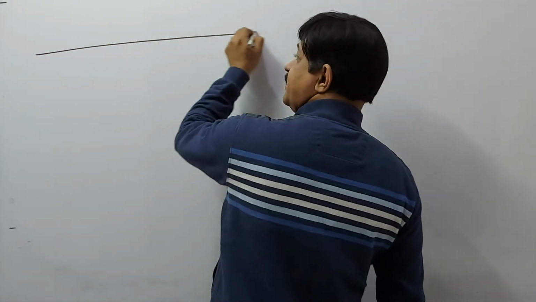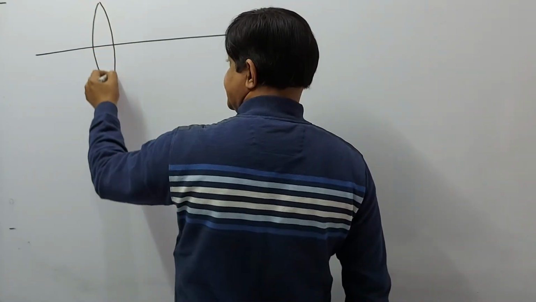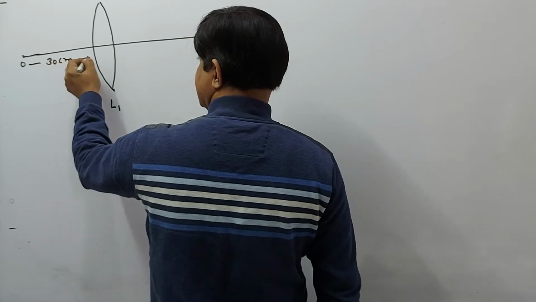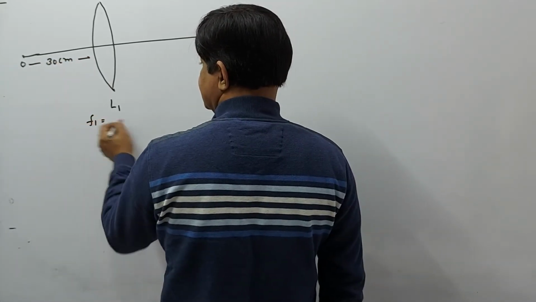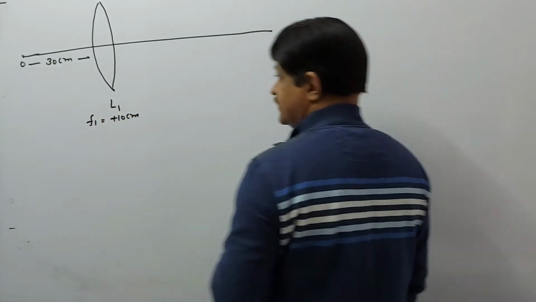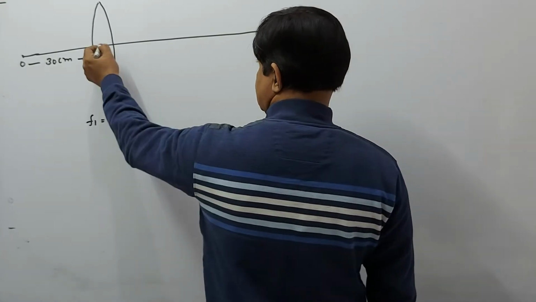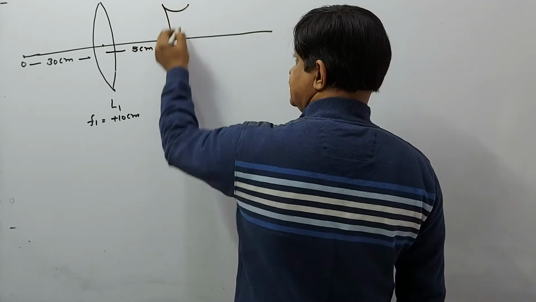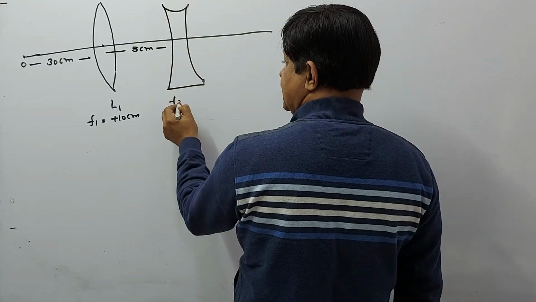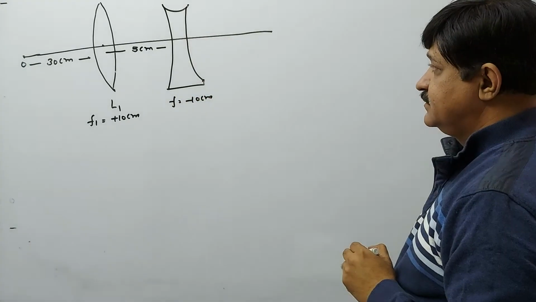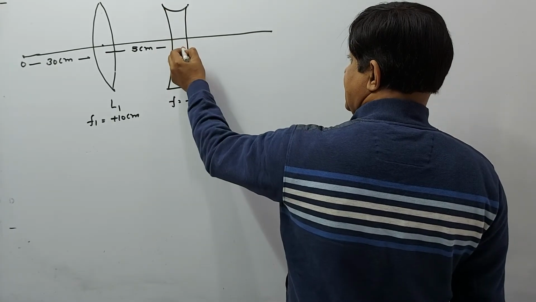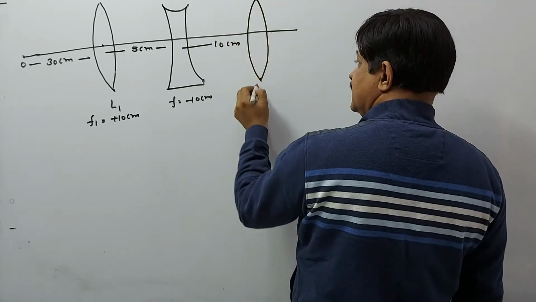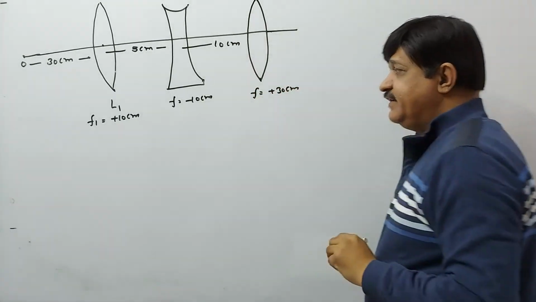When I have the principal axis having three lenses, lens 1: the distance between it and the object is 30 centimeter, and its focal length is given as +10 centimeter. At a distance of 5 centimeter from this, we have another lens. Its focal length is given as -10 centimeter. And after that, at 10 centimeter, we have given another lens. Focal length is +30 centimeters. So you have the three different focal lengths like this.